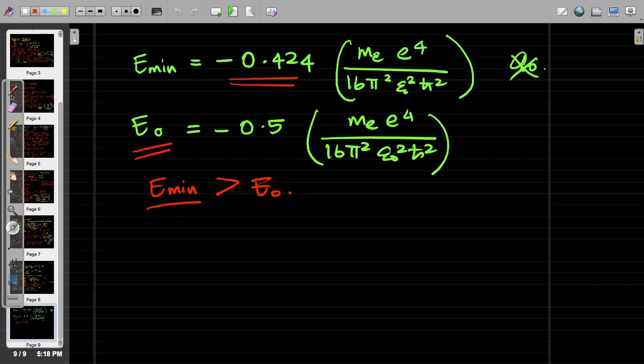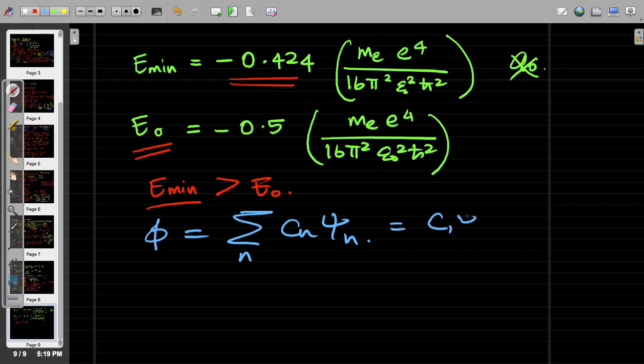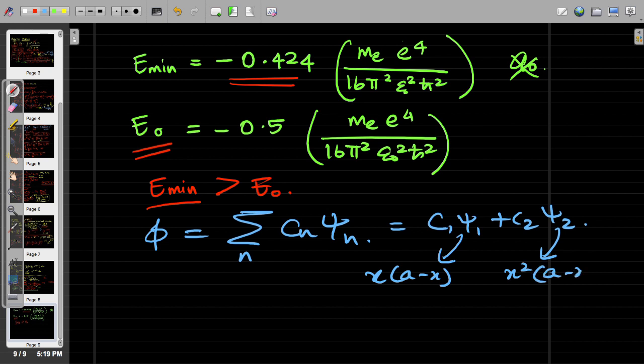Let's say phi is represented as a sum of Cn psi n. And we will just take a two-level system problem, C1 psi 1 plus C2 psi 2. Let's take for an example once again the particle in a one-dimension box where psi 1 is x into (a minus x), while psi 2 is x squared into (a minus x) the whole squared.